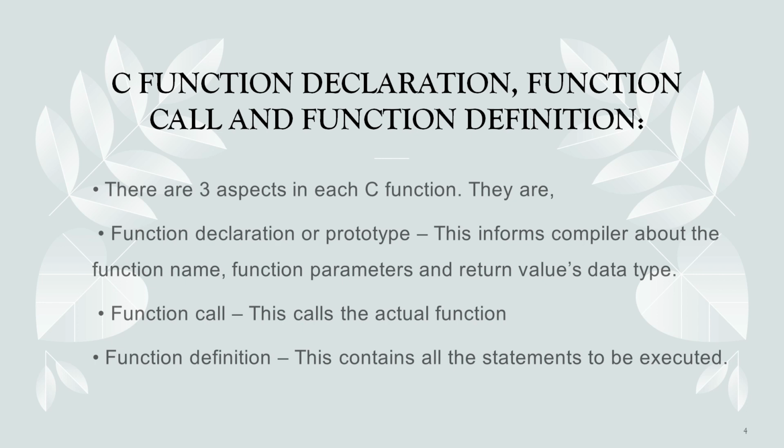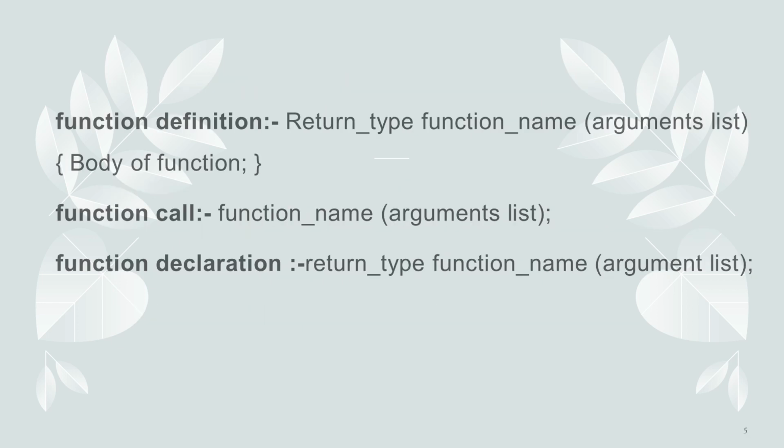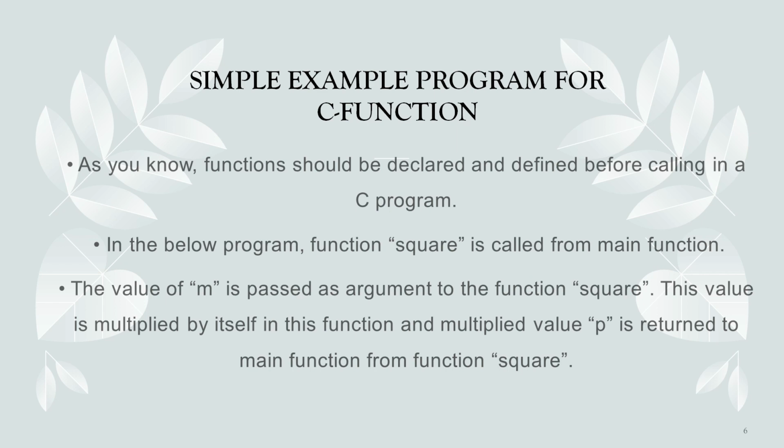Function call. This calls the actual function. Function definition. It contains all the statements to be executed. Function definition: return type, function name, argument list. Function call: function name, argument list. Function declaration: return type, function name, argument list.